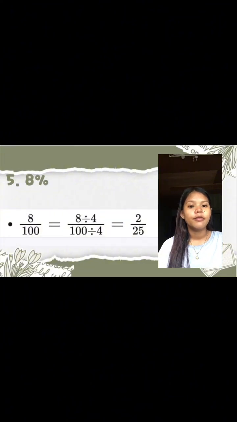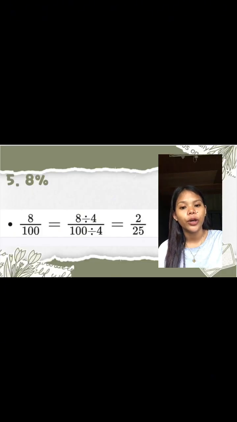So number 5, 8%. To convert the percentage to a fraction, 8% equals 8 over 100. Simplify the fraction by dividing both the numerator and the denominator by their GCD again. For 8 over 100, their GCD is 4. You know how to get the GCD, right? Because it was already discussed. So 8 divided by 4 equals 2, and 100 divided by 4 equals 25. So the correct answer is 2 over 25.